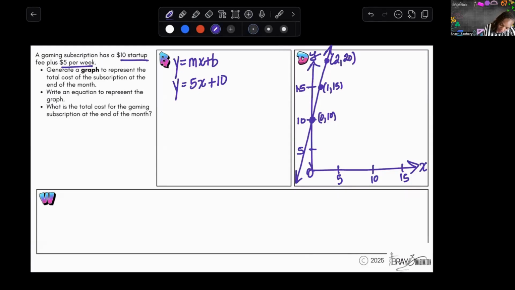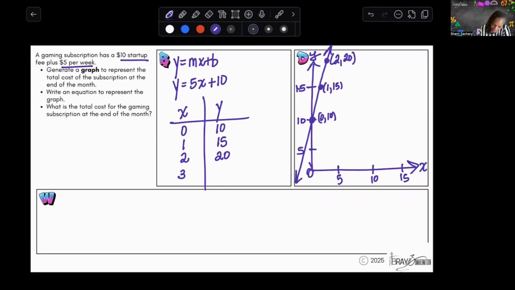To generate a table for this, I see that when x is 0, y is 10. When x is 1, y is 15. When x is 2, y is 20 for my graph. And so now I can keep going with that, applying my rule. Okay, so I see here there's a constant rate of increase. As my x increases, my y increases by 5.